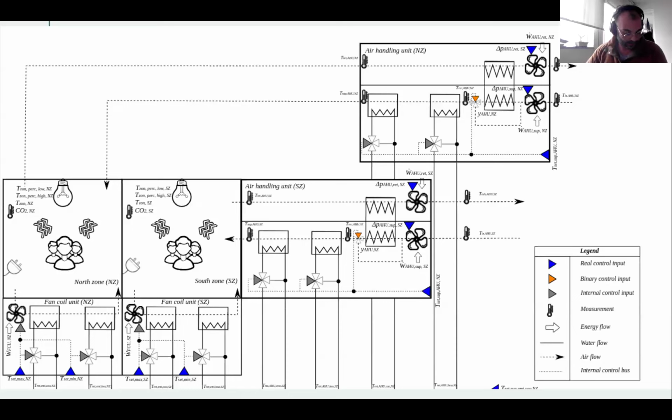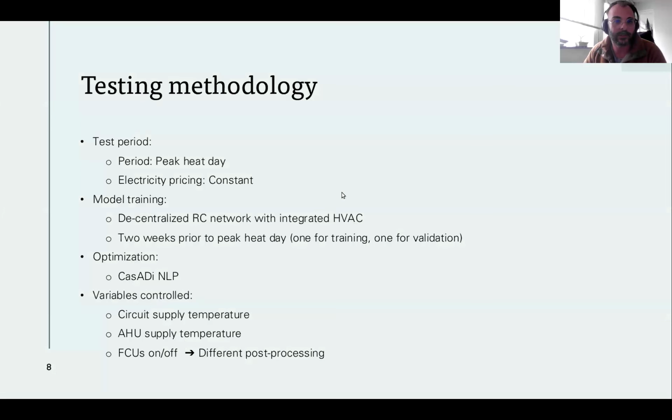More things that I want to say about the controller? No, I think I said everything. So I'll just go for testing the methodology.